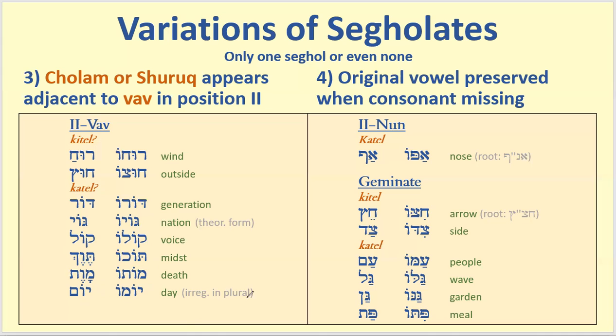This word yomo is irregular in the plural. No need to talk about that here. Over on the right-hand side, we have segolates where a letter went missing.